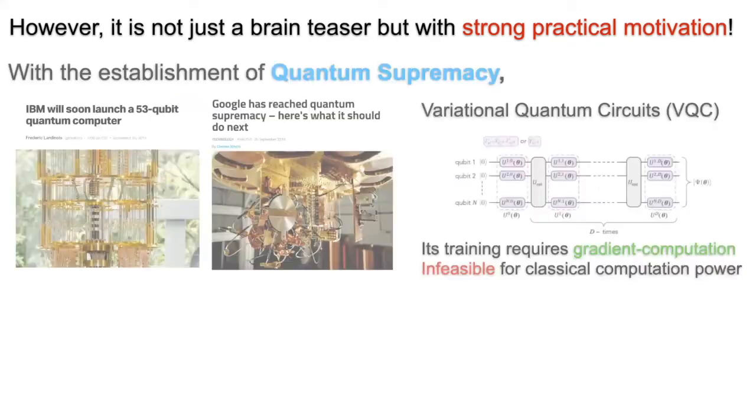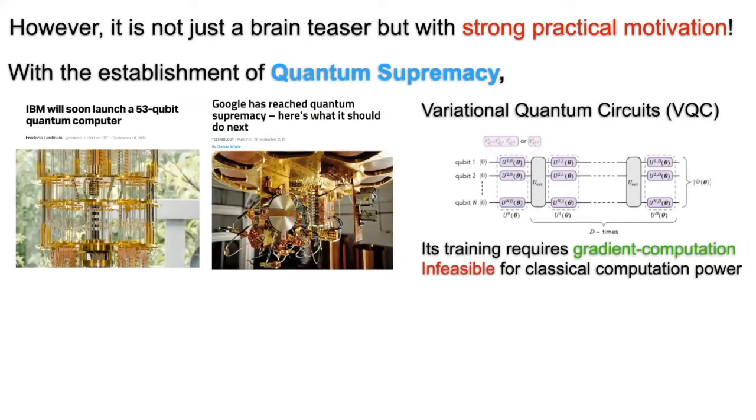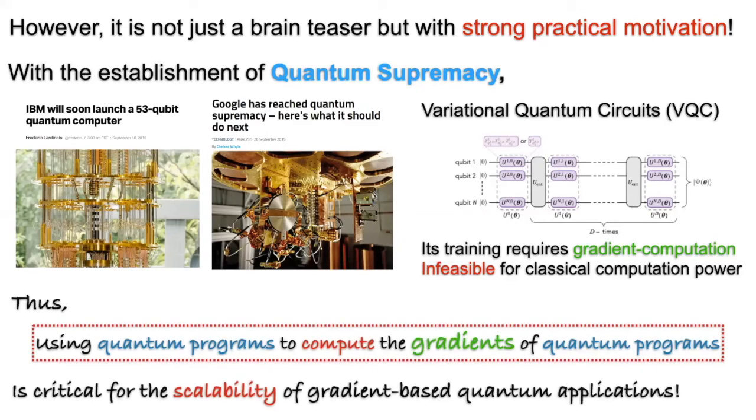With the establishment of quantum supremacy, we now have a machine that we can barely match with our classical computing power. One prominent example of applications for the near-term quantum machine is called variational quantum circuits. The training of such applications requires gradient computation that involves matrices as large as 2 to the 53, thus infeasible for classical computing power. Thus, using quantum programs to compute the gradients of quantum programs is critical for the scalability of gradient-based quantum applications.